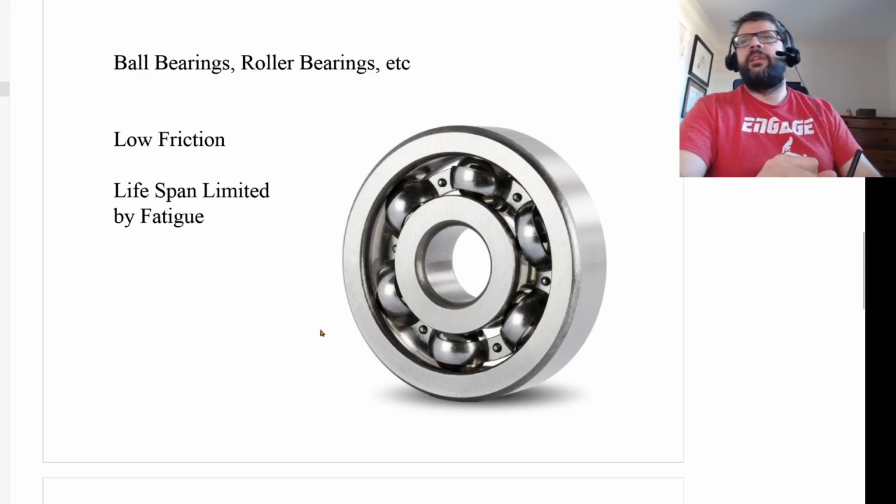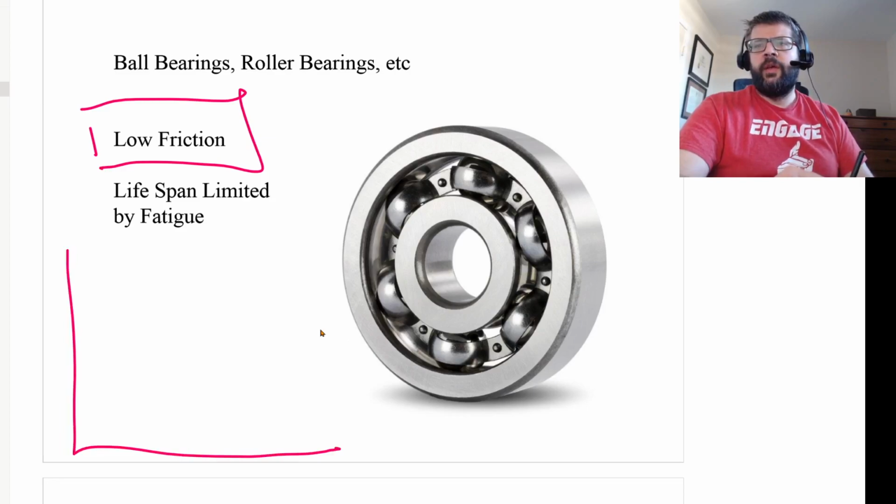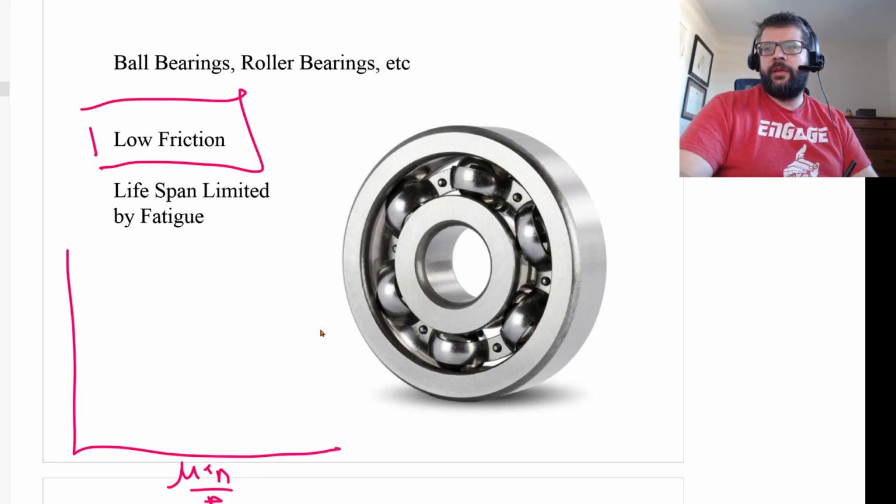These are good because they're relatively low friction, especially compared to your journal bearings. When you're talking an S value that's low, we tend to see... actually, sorry, that wasn't the S value. That was the viscosity times the rotational speed divided by P. We tend to see the friction kind of starting off high, dropping off, and then increasing.